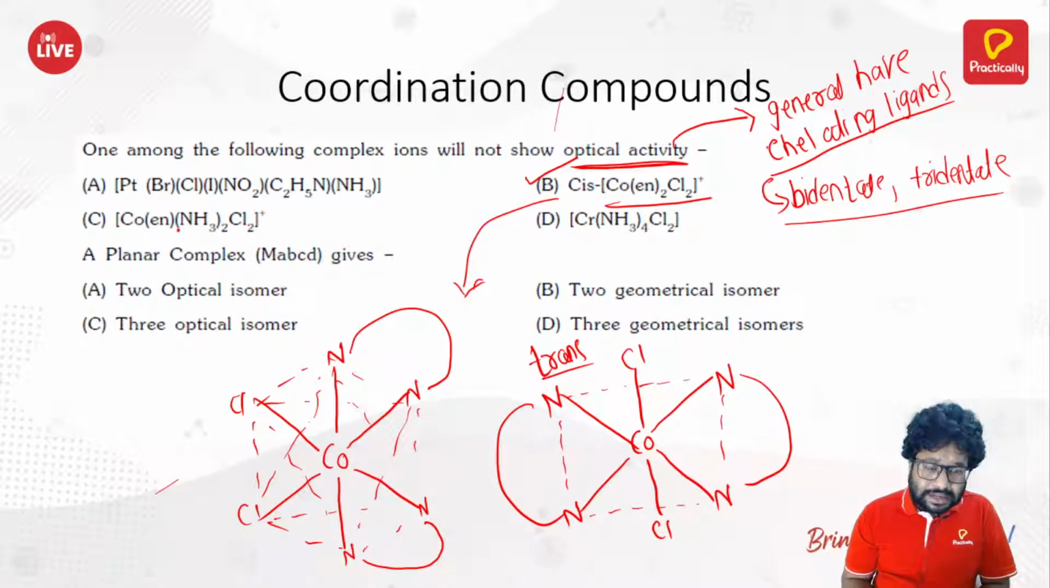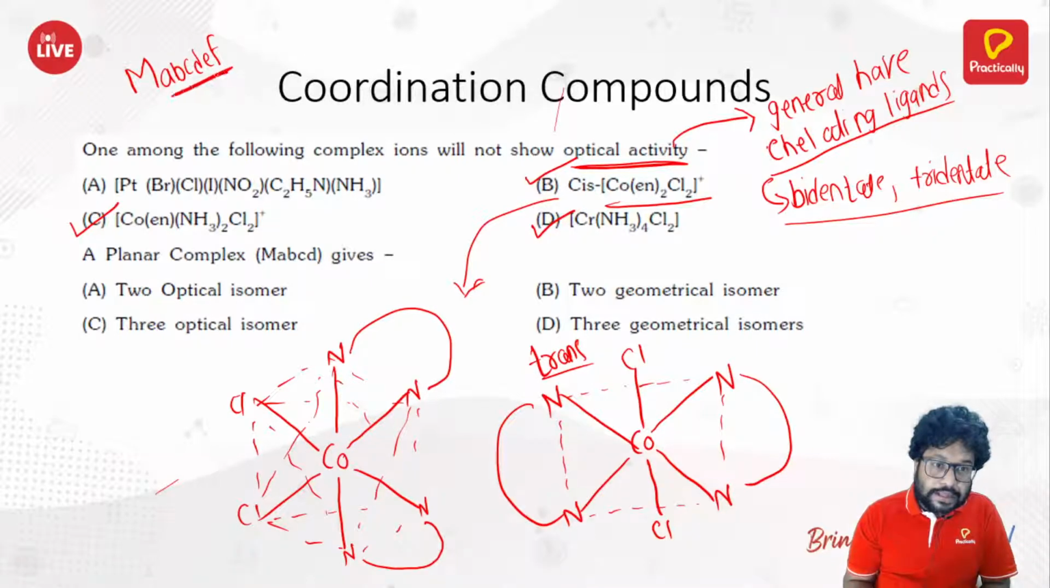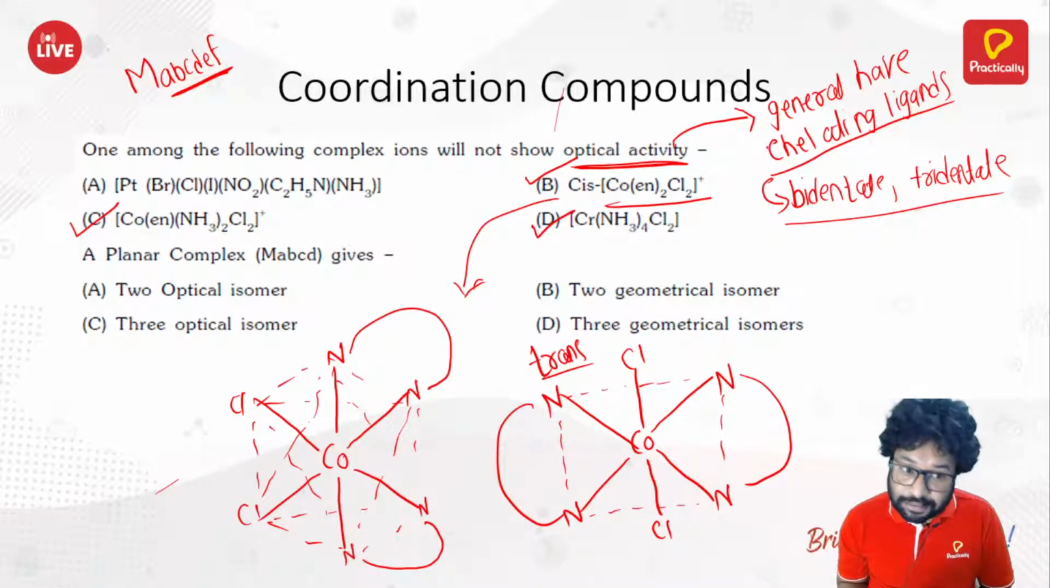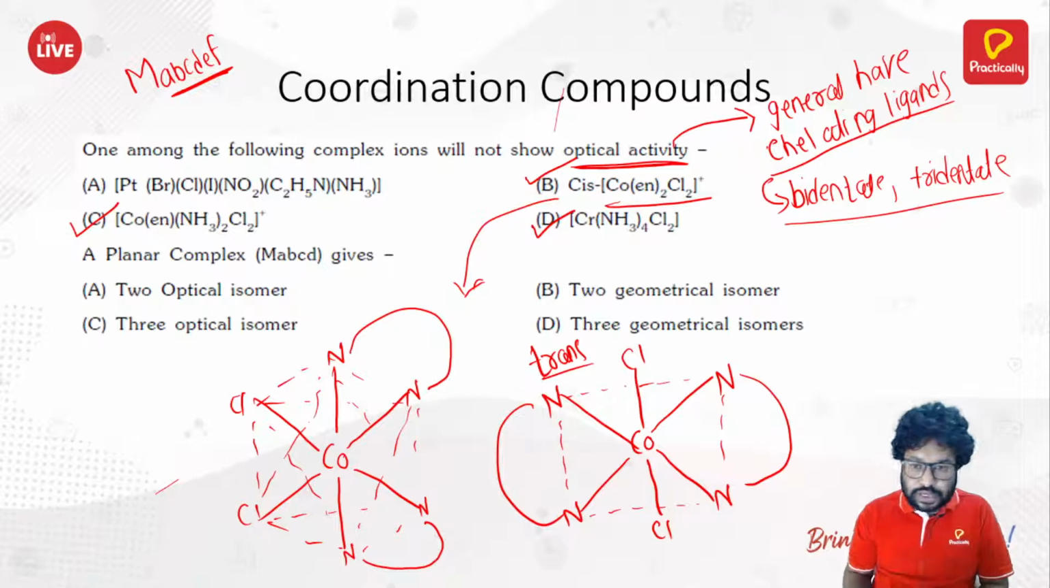This compound, would it show optical activity? Yes, it can be asymmetric. As far as this D is concerned, yes, this can also show you optical activity. This compound, BrClI2C2H5NNH3, is of type MABCDEF, and this compound does not show any optical activity for that matter. Okay, sure. So I told you this thing.